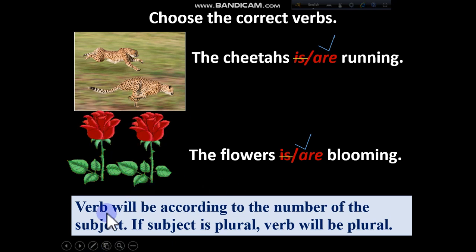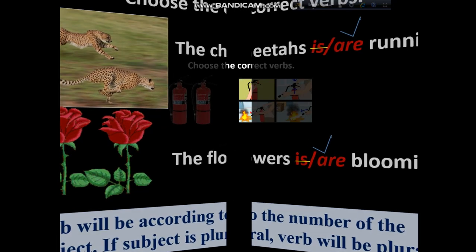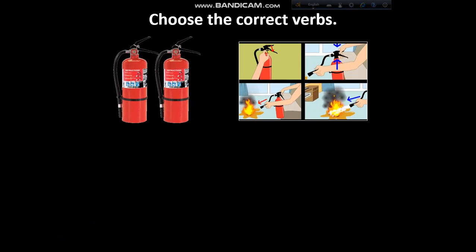Here is the rule you can see. Please write down: verb will be according to the number of the subject. That means if the subject is plural, the verb will be plural. After discussing these two slides, what have we learned? The basic rule is, if the subject is singular, the verb will be singular. And if the subject is plural, the verb will be plural. As we have already discussed, two simple rules.